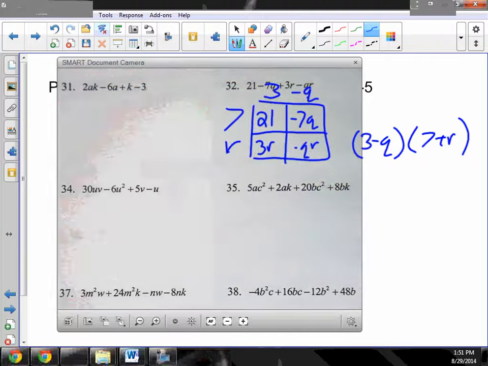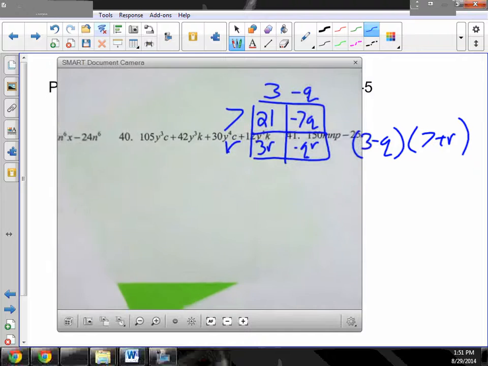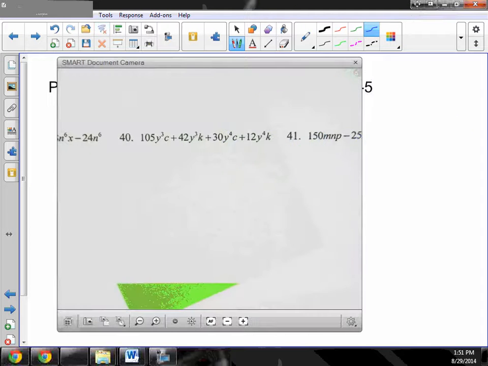Should we do one of the hard ones? Let's do number 40. What's the biggest number that goes into all of those? Does 12 go into 105? 105 is not even, so it can't be an even number. It has to be an odd number. 3 does. So if 3 works, we want to test 6, but 6 is even, so 6 can't go into 105, so let's try 9.